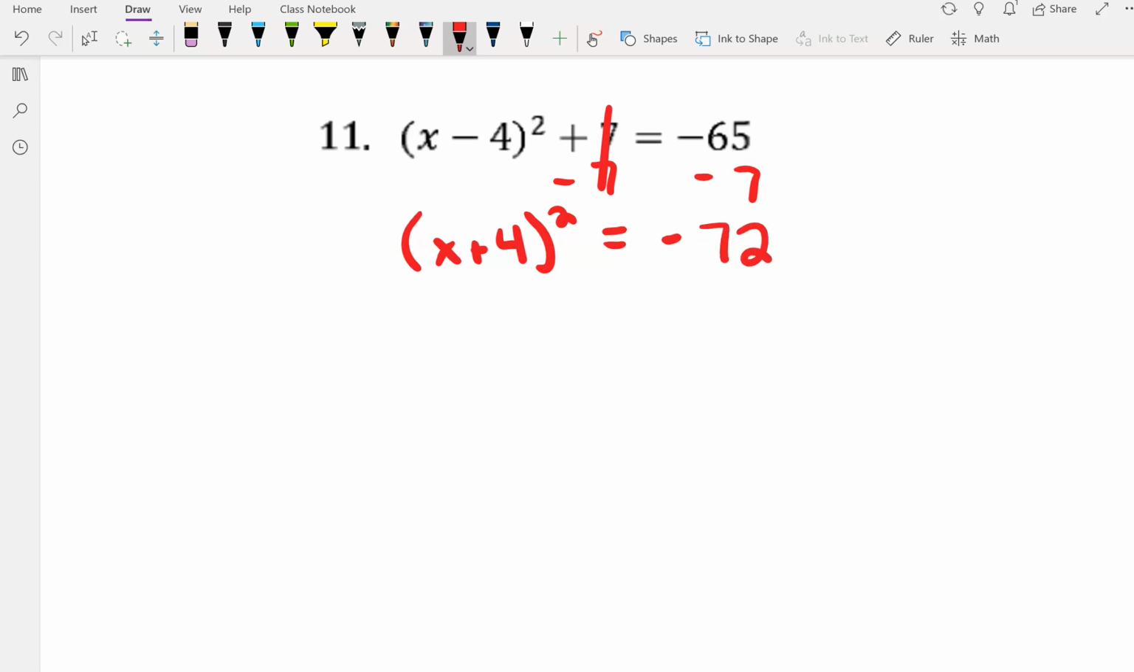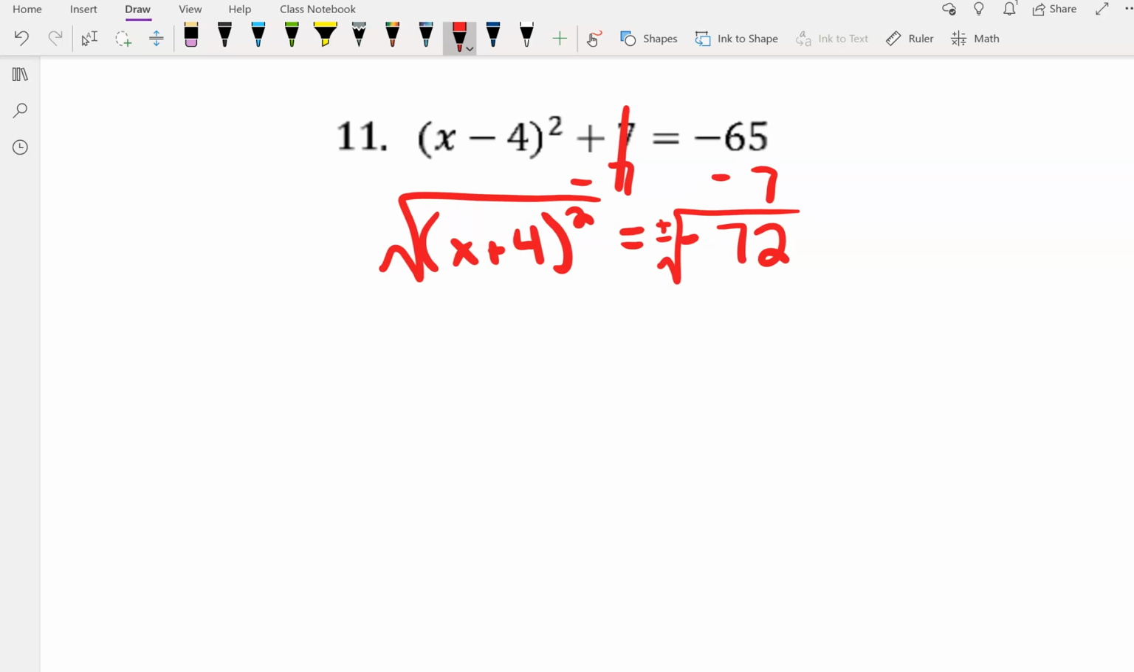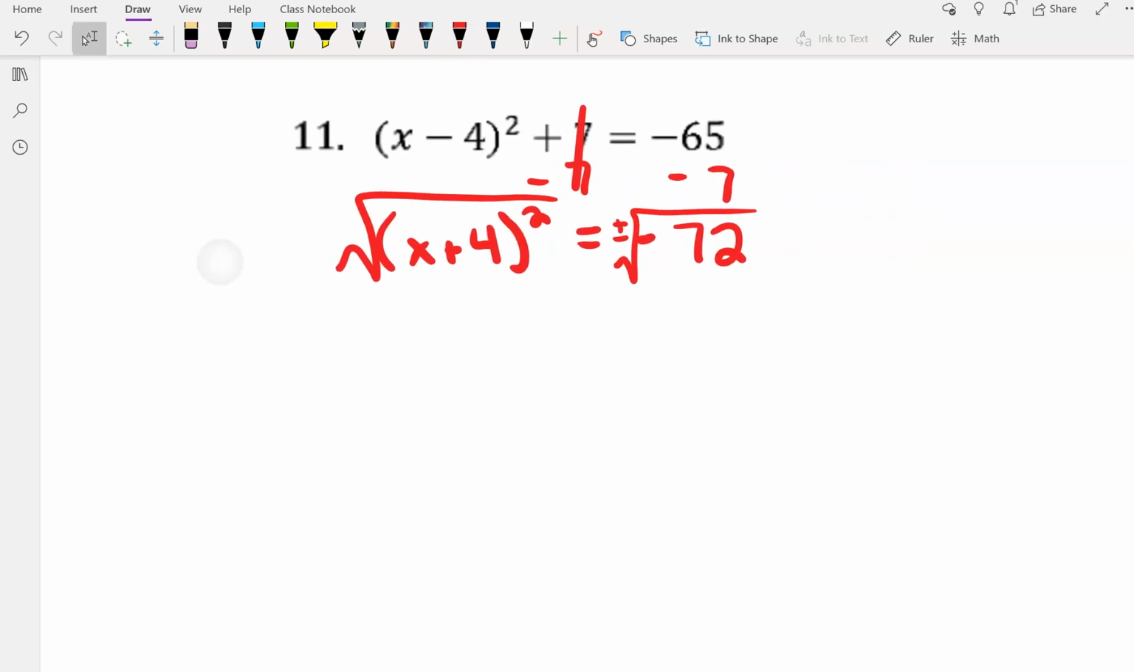Then I cannot move the 4 because the 4 is being squared. So I can't move that until after I've moved the squared. To get rid of a squared, I have to do the opposite of squaring, which again is square rooting. Whenever I square root, I put a plus or minus in front. That's going to cancel out the squared. So all that's left on the left side is x plus 4. And then I have plus or minus. And then I have root negative 72.